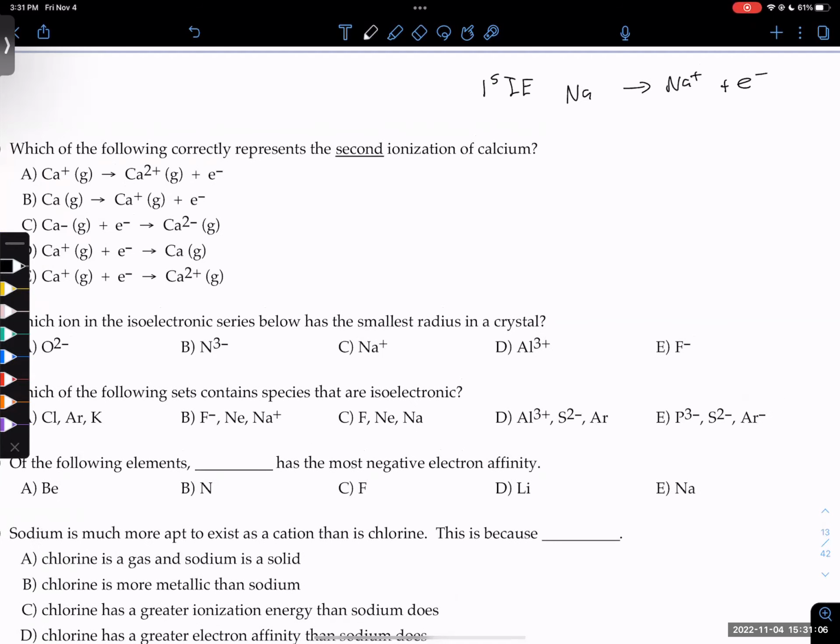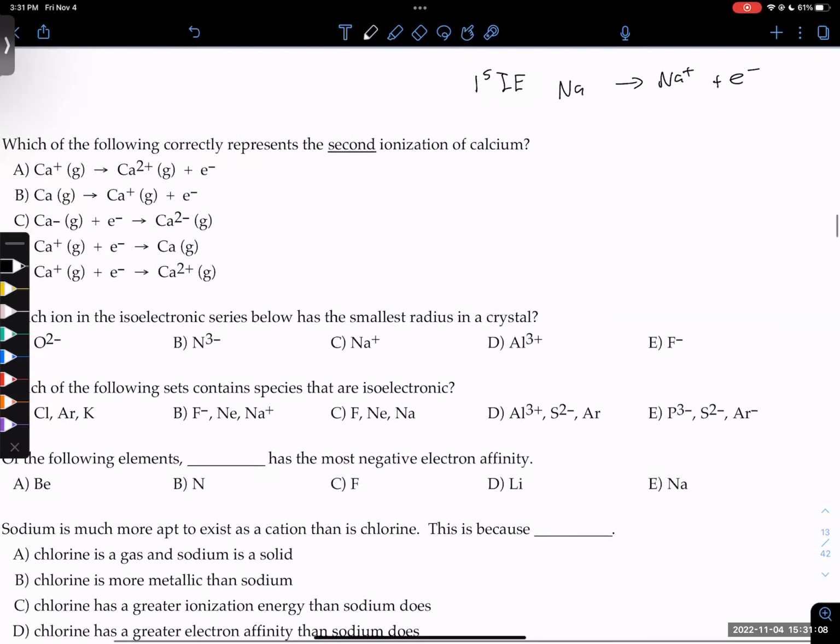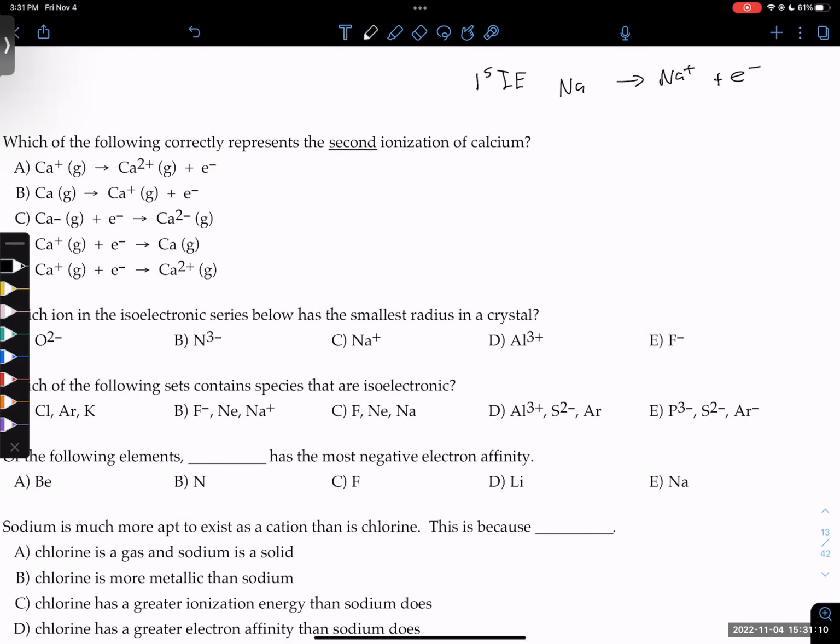So for the first ionization energy for sodium, it would go from sodium to sodium plus. And then the second ionization energy for sodium, it would go from sodium plus to sodium 2 plus. Which is just an example, but this is a highly unfavored reaction, which is why it probably wouldn't happen. Any questions on that? No.